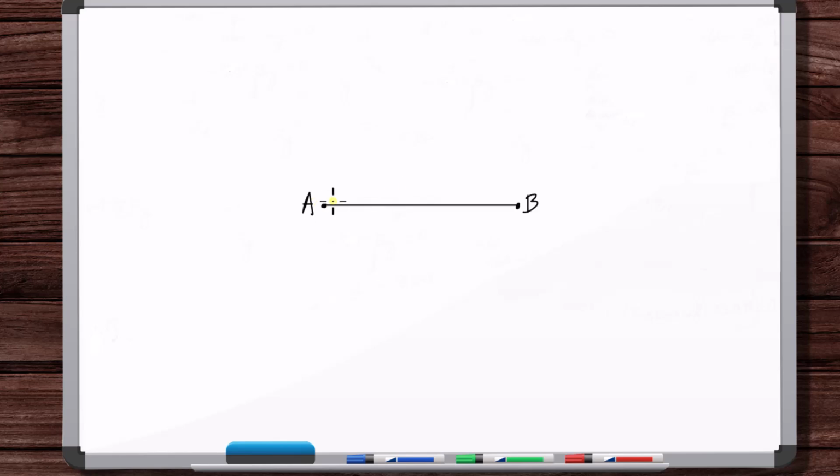Now, what if we wanted to construct the midpoint of this segment AB? We could eyeball this. But what if we wanted to do this as precisely as possible? Well, what we could do is take the compass, put the center of the compass at one endpoint, and then set the radius to where it's definitely greater than half the length of segment AB. So for sure, it's past the midpoint, like here.